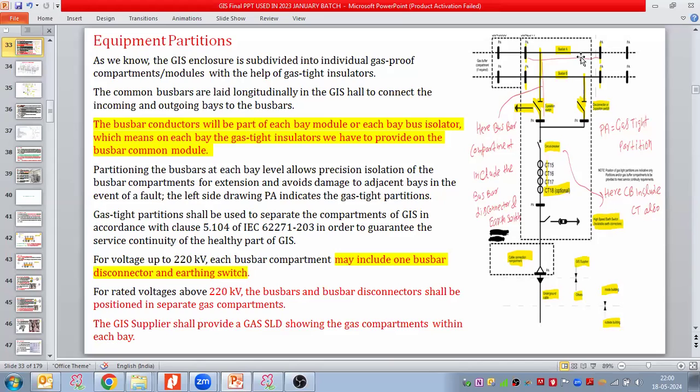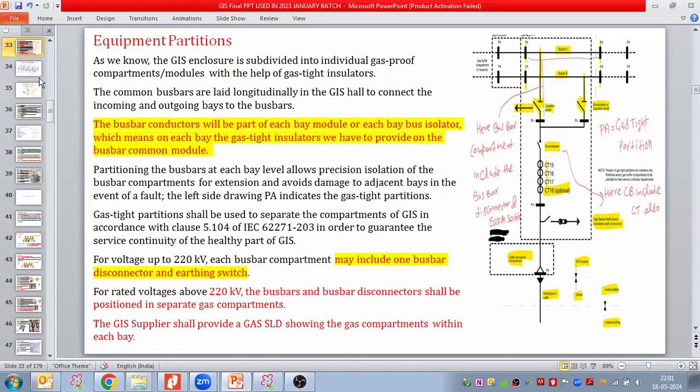So this bus bar is covering the bus bar isolators and earthing switch, and after that the manufacturer is putting the insulator over here. For rated voltage above 220 kilovolt, the bus bar and the bus bar disconnectors shall be positioned in separate gas compartments. For 400 kV, this would be applicable. The GIS supplier shall provide a gas SLD showing the gas compartments within each bay.